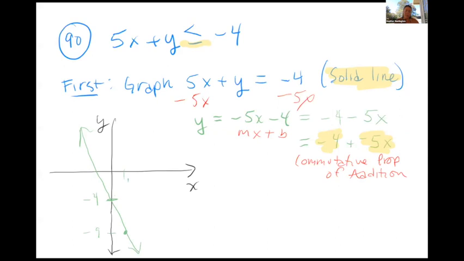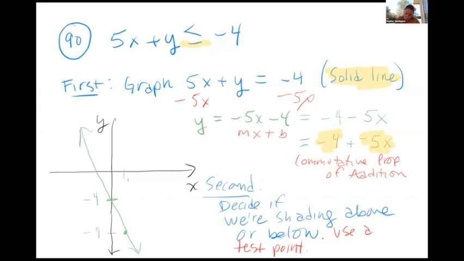Now we want to decide, are we shading above or below? When we have the y isolated right here, you'll start to find that if it says y is less than or equal to something, then you're going to shade below. If it says y is greater than or equal to something, then you're going to shade above. You're going to start to notice that. But before we get to that shortcut, let's use a test point. And why don't we use 0, 0 as our test point?